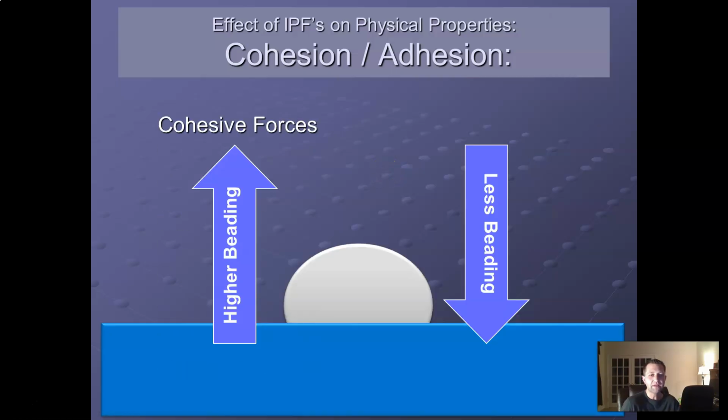Okay, so beading has to do with, obviously, cohesive forces and whatever substance you have it on. It also has to do with the attraction to the surface, like I said, and of course the force of gravity, which is consistent here, because we're doing all these on Earth.